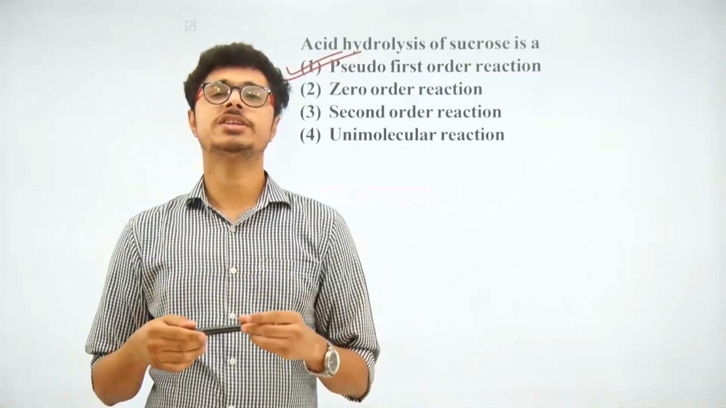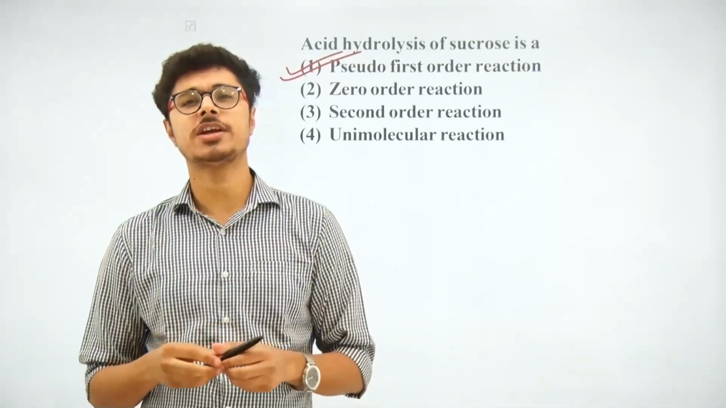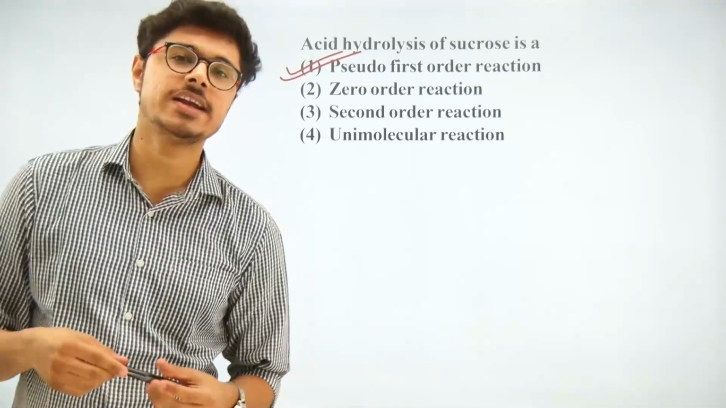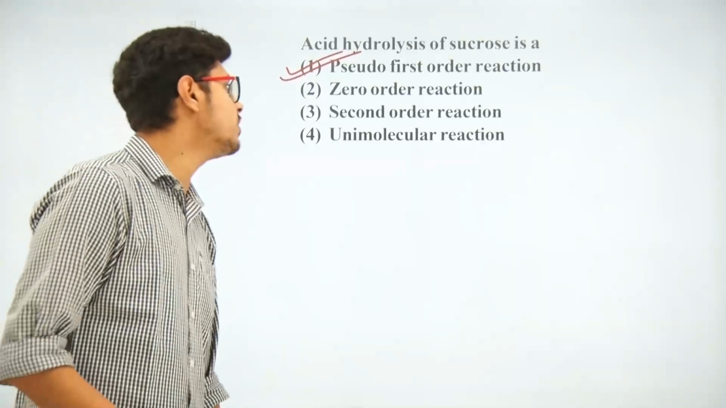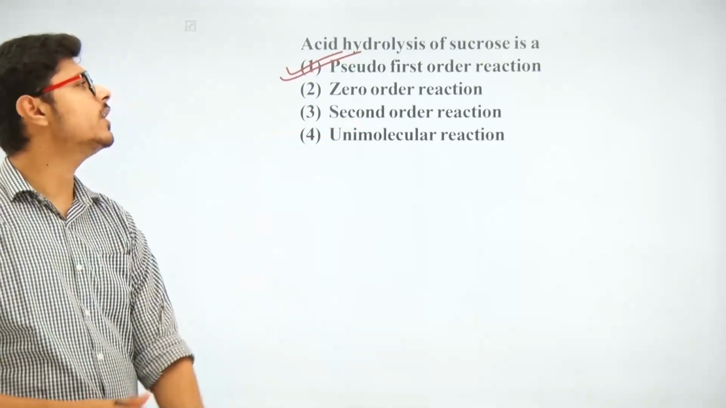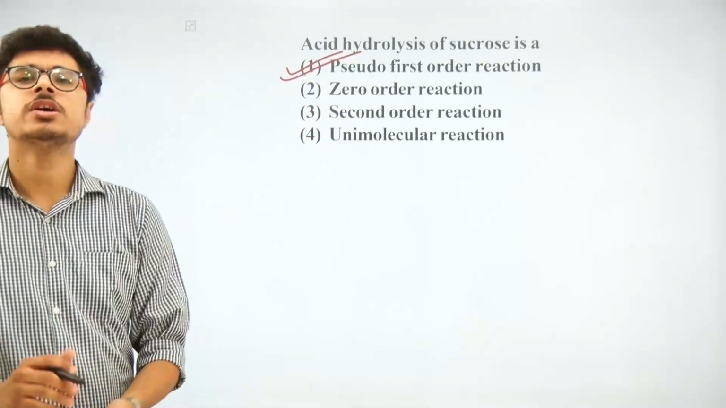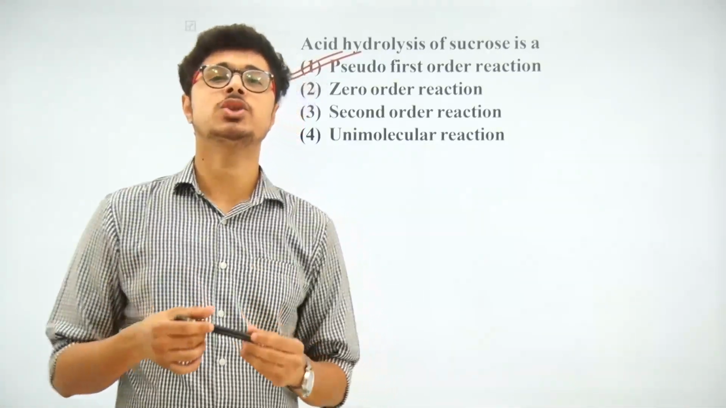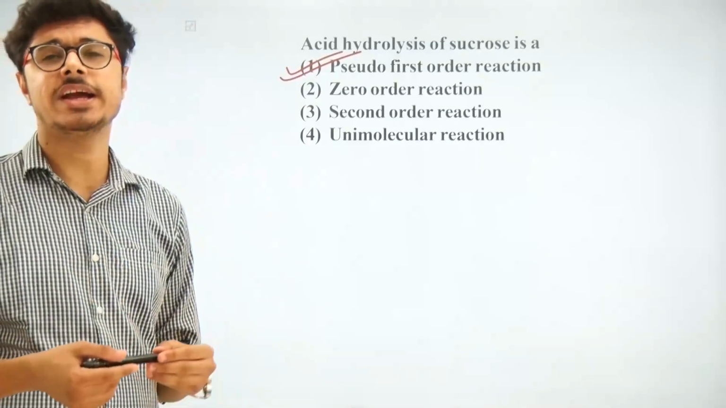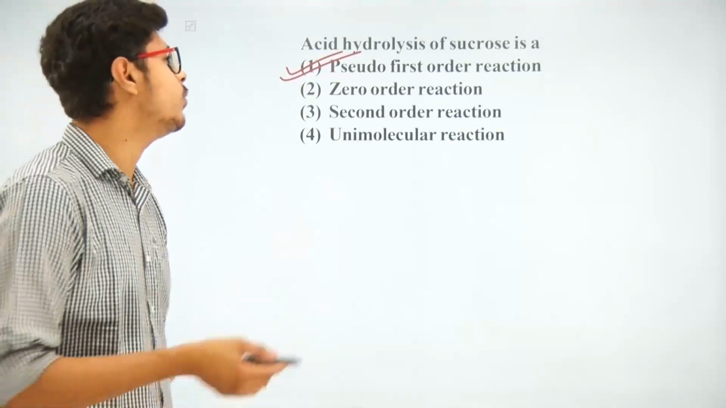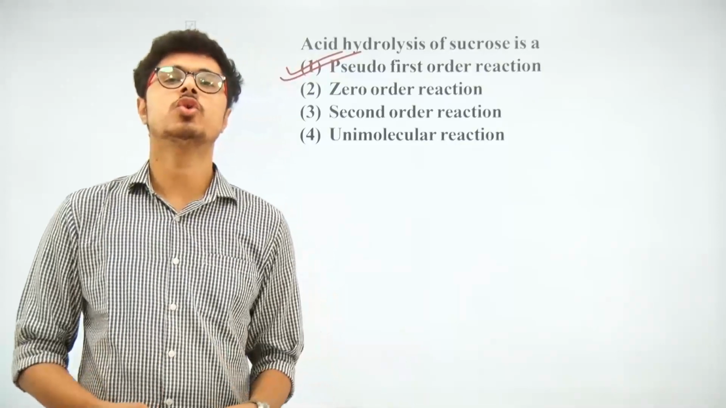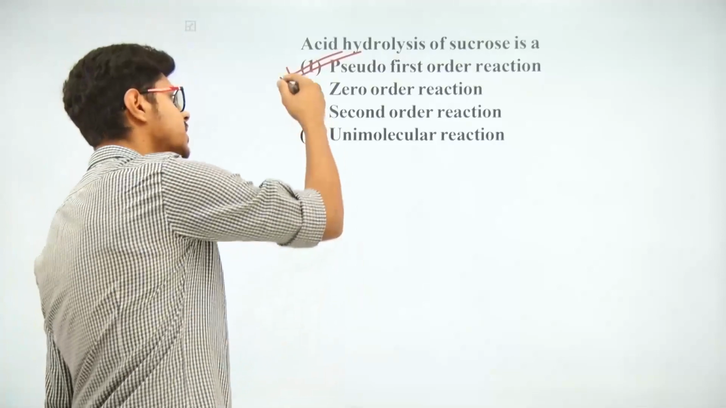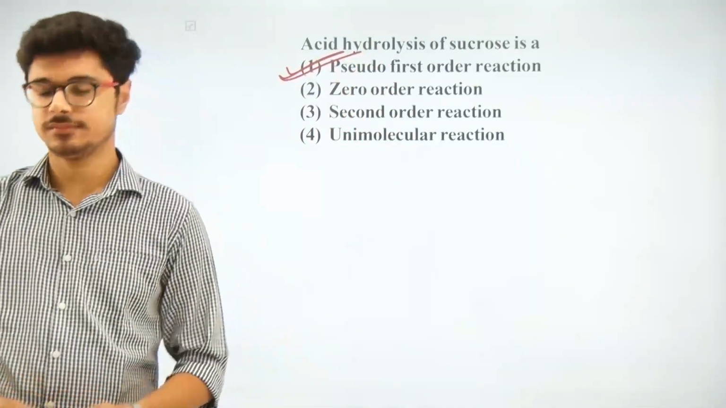So if one of the reactants is taken in excess, its concentration will be constant, and they appear to be of second order, but they actually follow first order kinetics. So this is basically a pseudo first order reaction. When we do acid hydrolysis of sucrose, H2O is present in excess, and if H2O is present in excess, its concentration will be taken as constant, and the rate will depend only and only on the concentration of sucrose. So that will be a pseudo first order reaction. Our correct option will be option number 1.